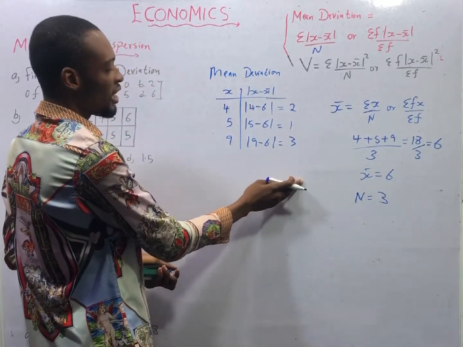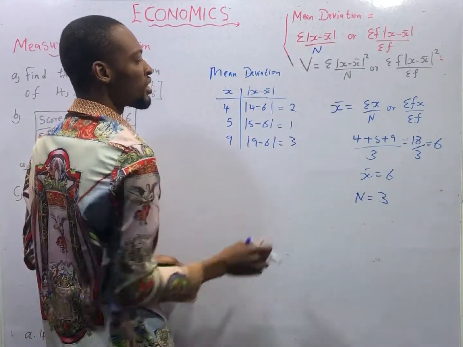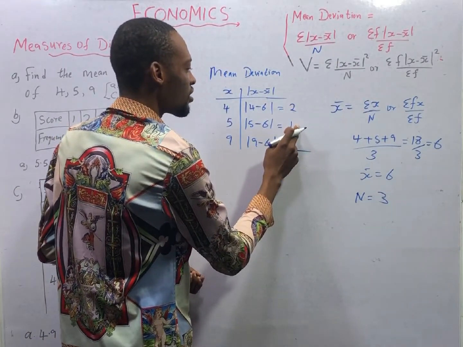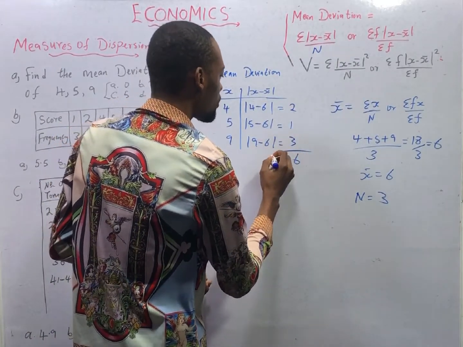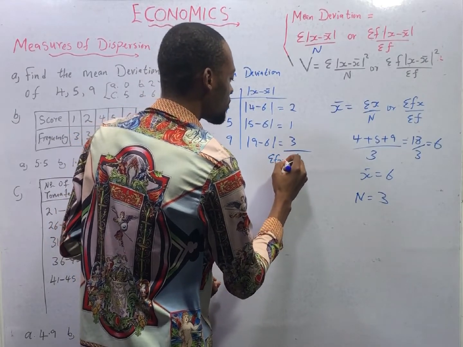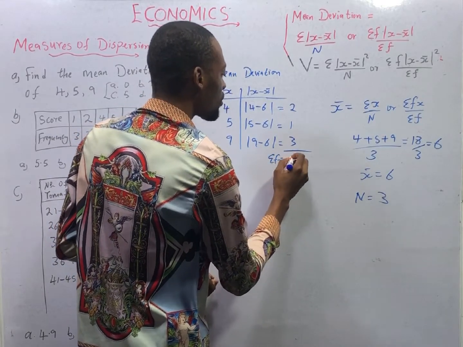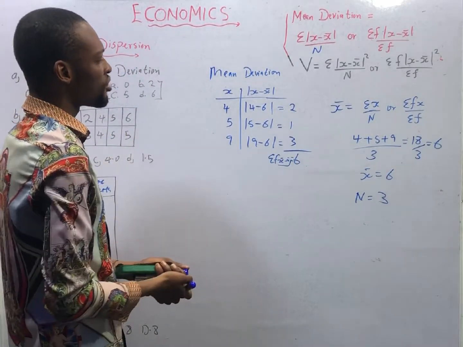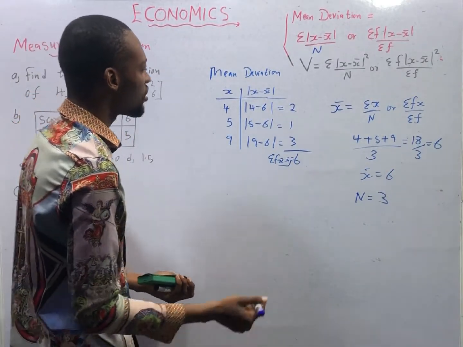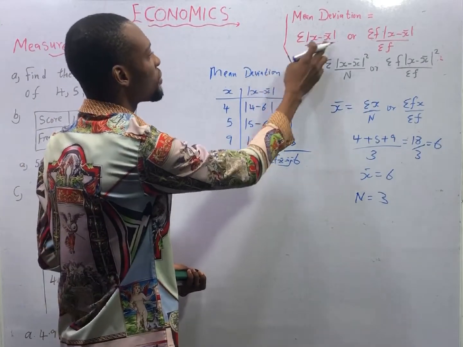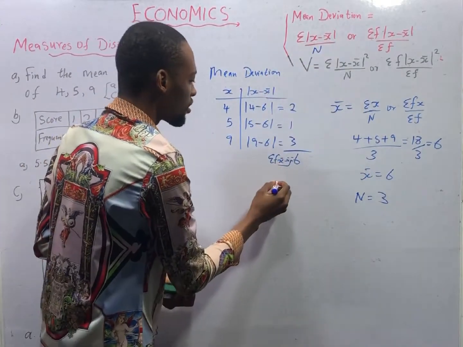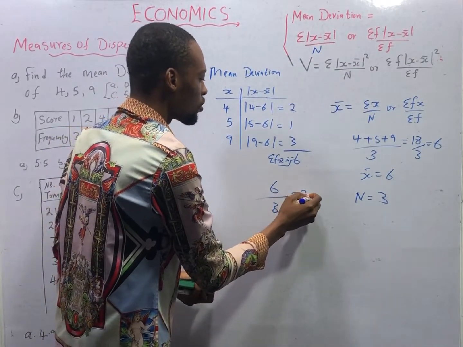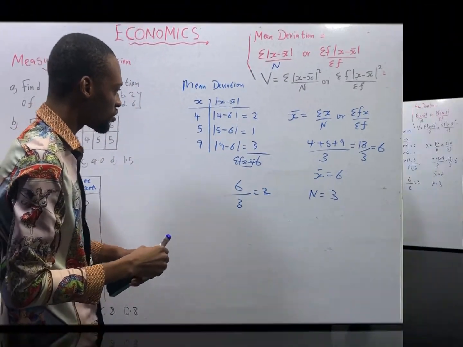But the formula is to find the summation of s minus s bar. So the summation will simply be 2 plus 1, 3, plus 3, 6. So the summation of s minus s bar, or summation of d, is equal to 6. So food is ready. Mean deviation is equal to summation of s minus s bar, which is 6, divided by n, which is 3. That is equal to 2. Mean deviation is 2.